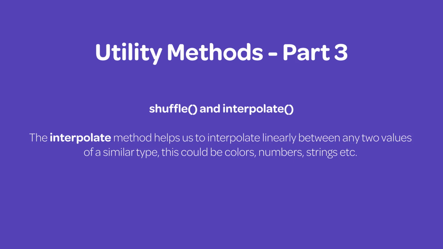This is part 3 of the utility methods. In this lecture, we are going to learn about the interpolate and shuffle methods. The interpolate method helps us to interpolate linearly between any two values of a similar type. This could be colors, numbers, strings, etc. Let me demonstrate this method in practice.